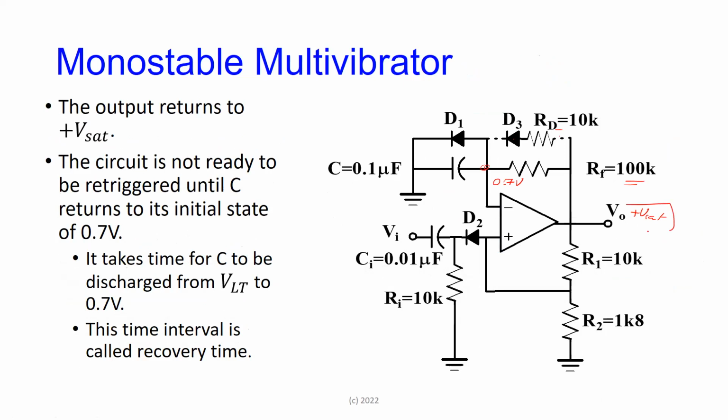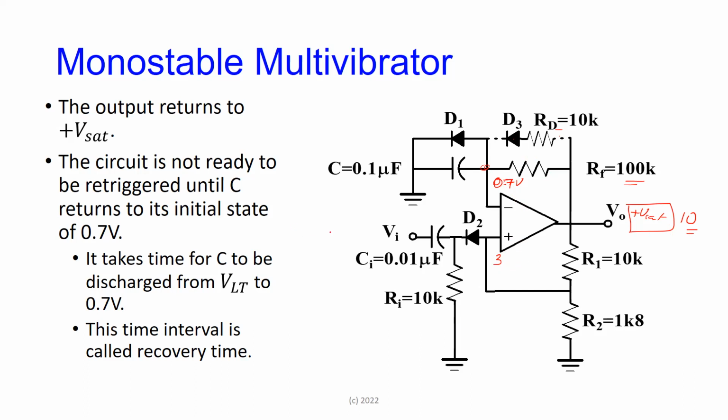Start by assuming something on the output. If you don't like to use +VSAT or -VSAT, say, okay, the output is at 10 volts. If the output is at 10 volts, here is some fraction of 10 volts. Let's say here is at 3 volts. Because of the positive output, here is going to be at 0.7 volts. So 3 volts is more positive than 0.7. This is going to stay at 10 all the time.